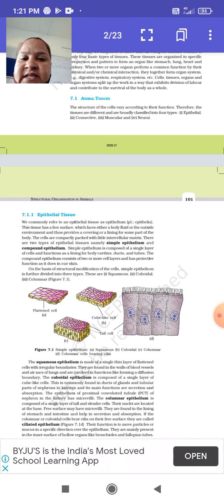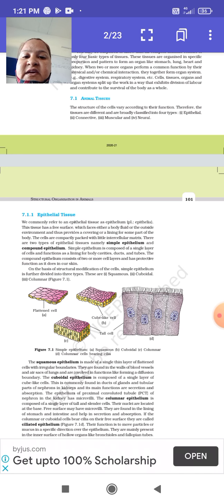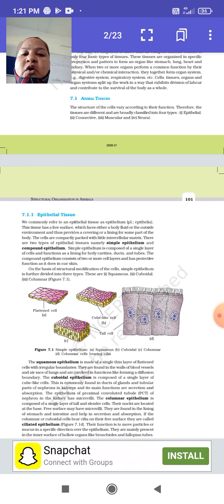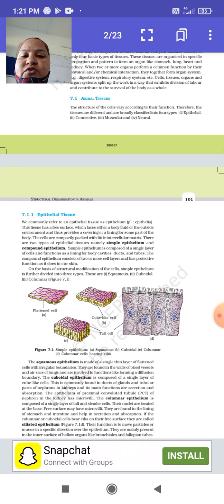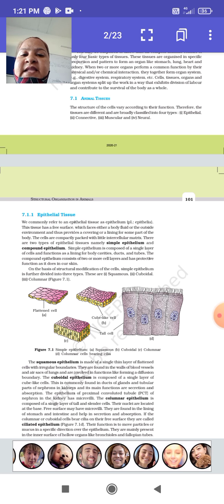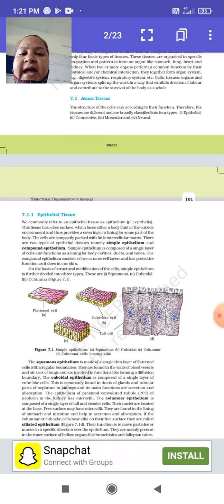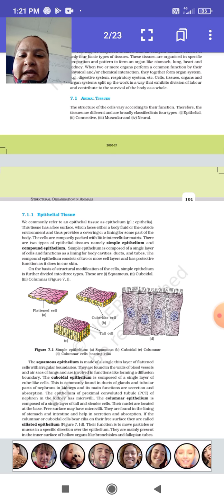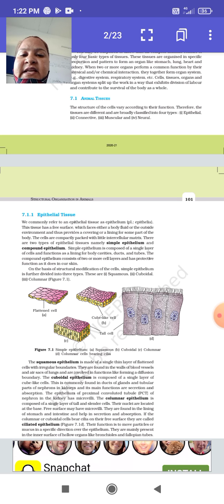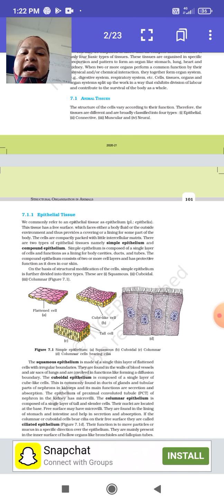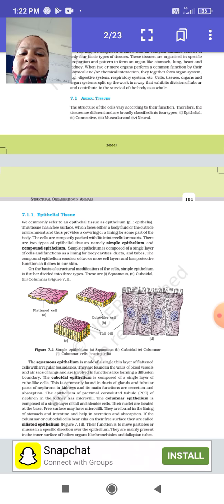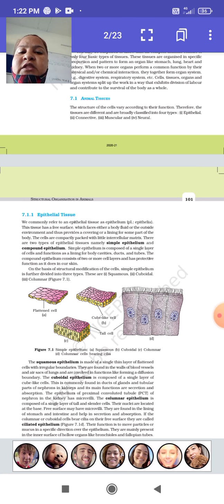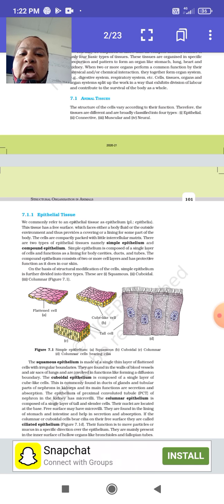It has a free surface which faces the fluid or the outside environment, on either side of the body, and its main function is to provide covering or lining to some parts of the body. In epithelial tissue the cells are compactly arranged, and there is very little intercellular matrix, meaning very little fluid, in them.